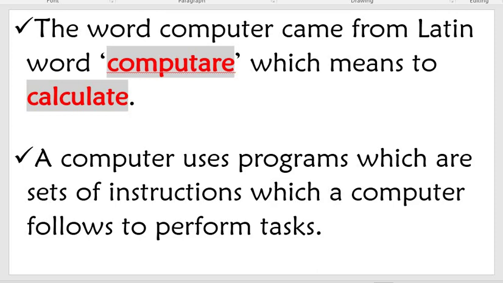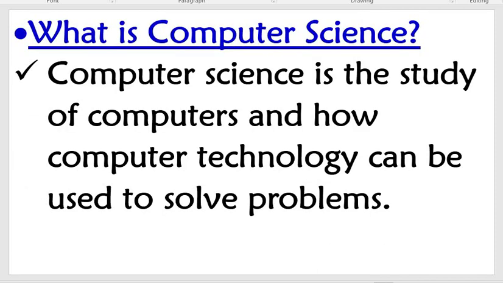The last thing in this lesson today, a very brief lesson, is computer science. Now, you will be asked, what is computer science? And simply, computer science is the study of computers and how computer technology can be used to solve problems.